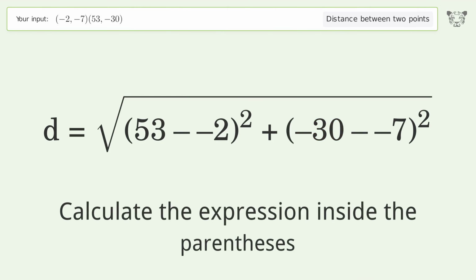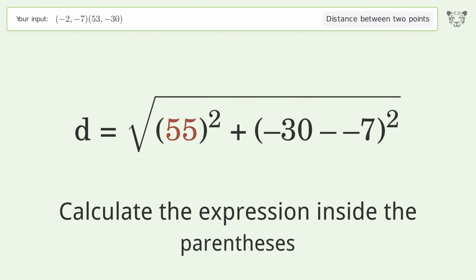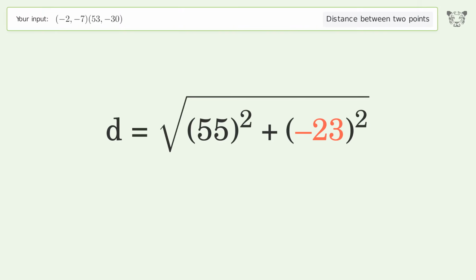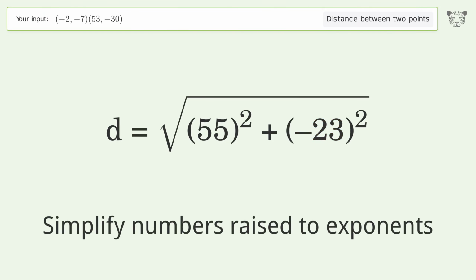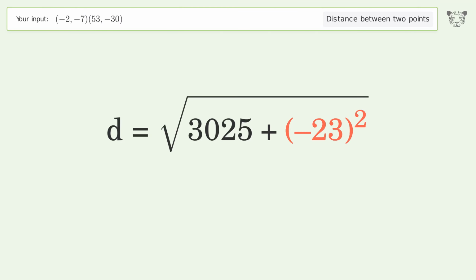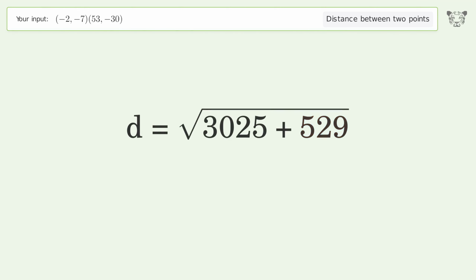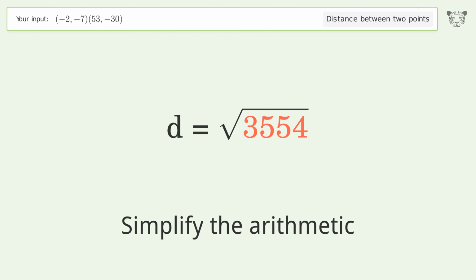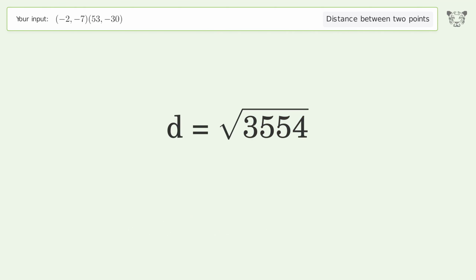Calculate the expression inside the parentheses. Simplify numbers raised to exponents. Simplify the arithmetic. And so the distance between the 2 points is the square root of 3,554, or 59.615.